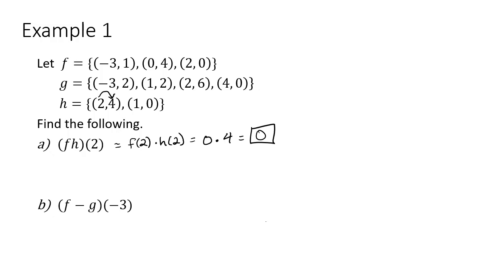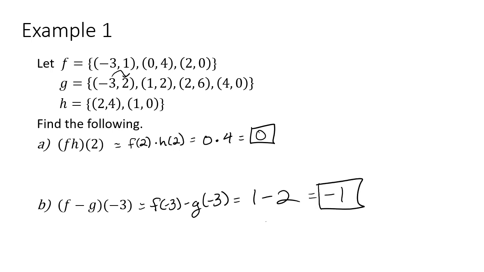Similar for part B, we've got f minus g of negative 3. So by definition, this is just f of negative 3 minus g of negative 3. And again, we just evaluate and then subtract. So f of negative 3 would be 1. G of negative 3 would be 2. And so we get 1 minus 2, or a negative 1. Just like when we were evaluating regular functions, single functions, back in section 2.1, if you plug in a number, you get out a number.